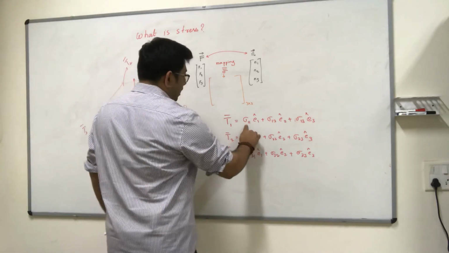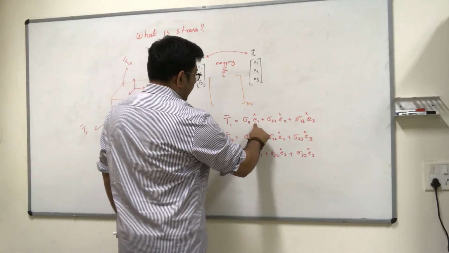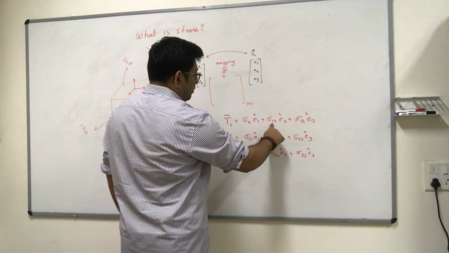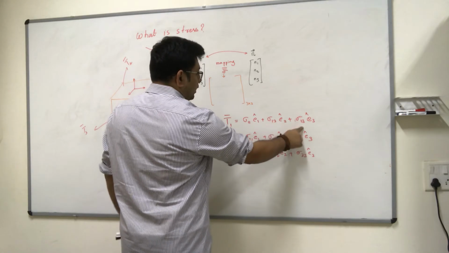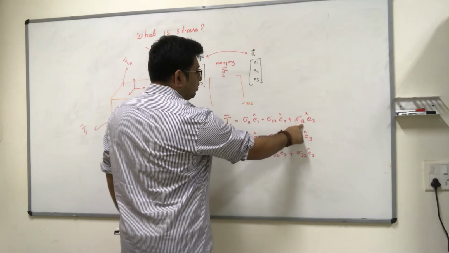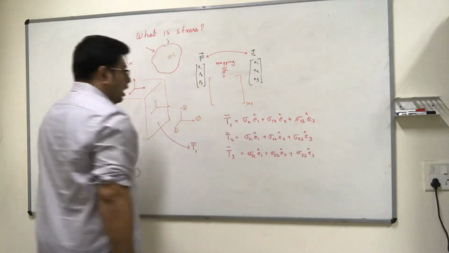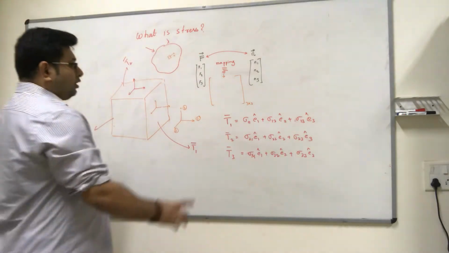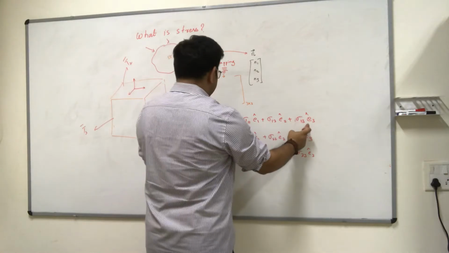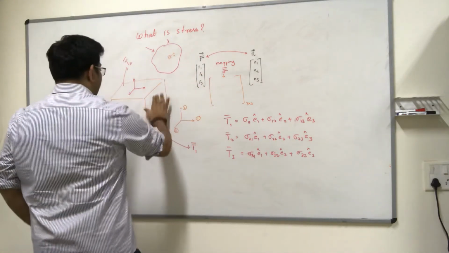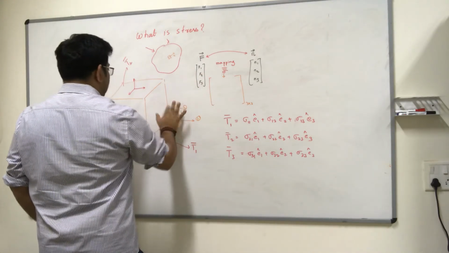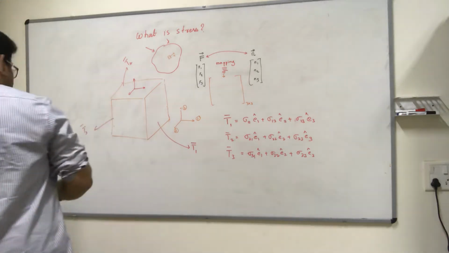So there is some sigma 11 which is acting in the E1 direction, there is some sigma 12 that is acting in the E2 direction, and some sigma 13 that is acting in the E3 direction. If you wanted to draw this and pictorially depict this, then what you would do, unfortunately I had drawn this earlier itself, there was no need, I wanted to draw this later.